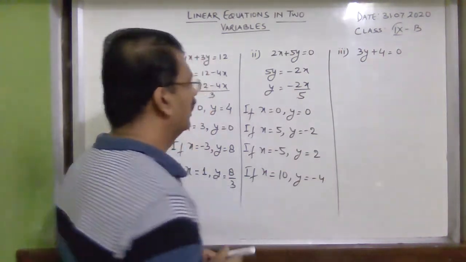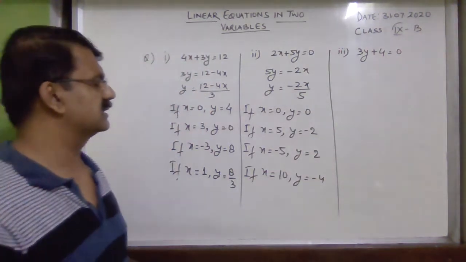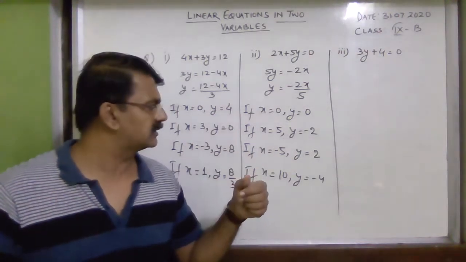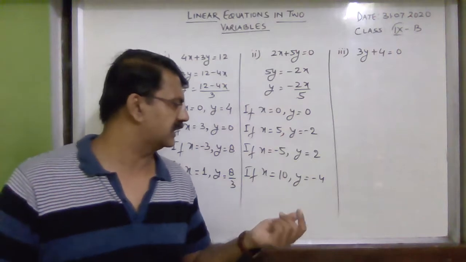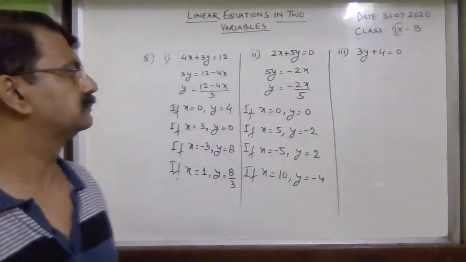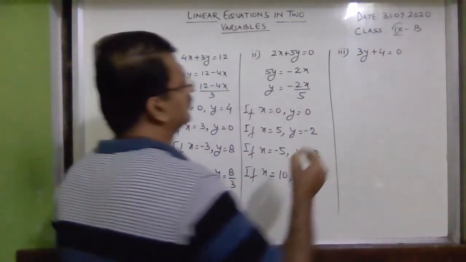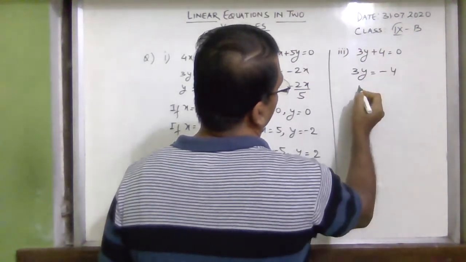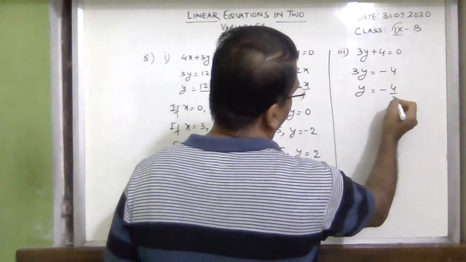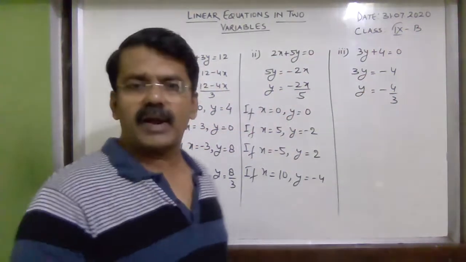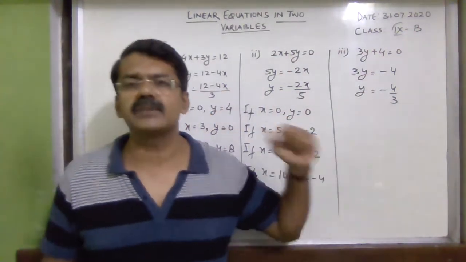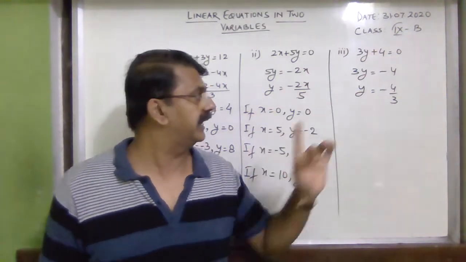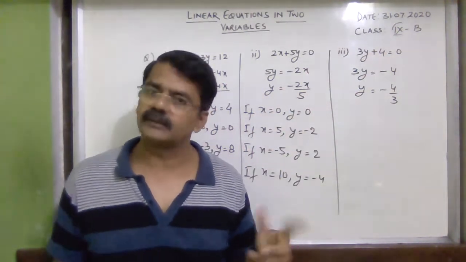So you can see we have written 4 answers: x 0, y 0; x 5, y -2; x -5, y 2; and x 10, y -4. Clear? Now the last one, 3y is equal to -4. So y is equal to -4 by 3. Now you see the value of y is -4 by 3, but y does not depend on x. That means whatever value of x you take, y will be equal to -4 by 3.